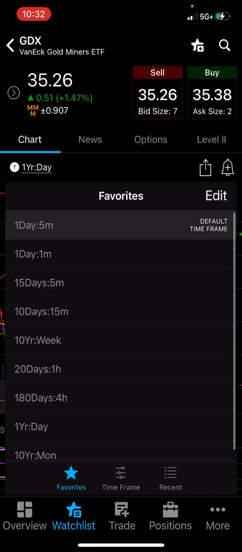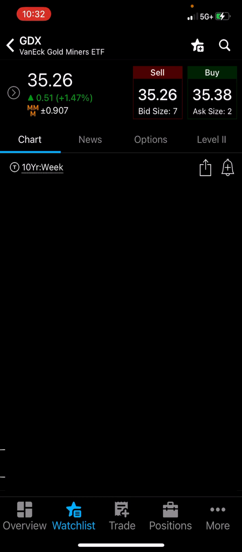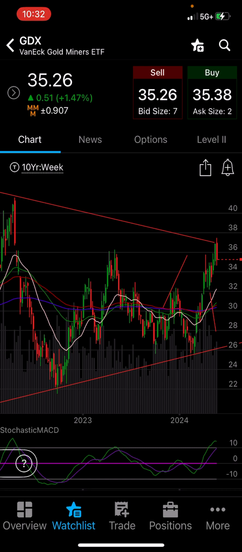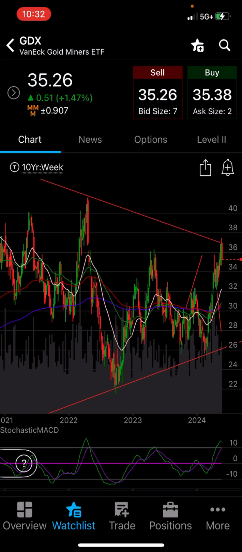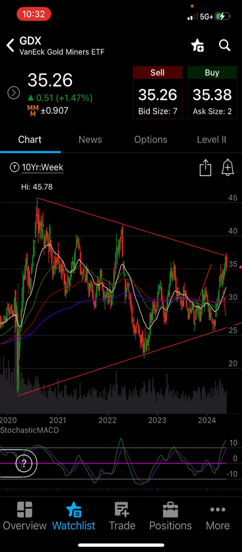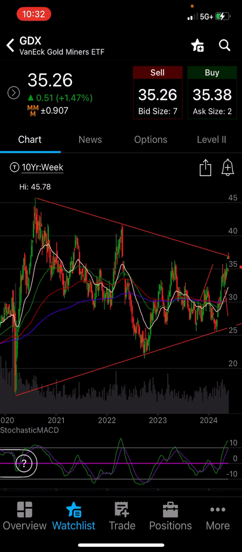Now let's go look at the weekly time frame, and we get a little more interesting here. Again, all the EMAs are tangled up, which signals no general direction. And as we see right here, zoom out a little more, GDX is in a massive wedge.